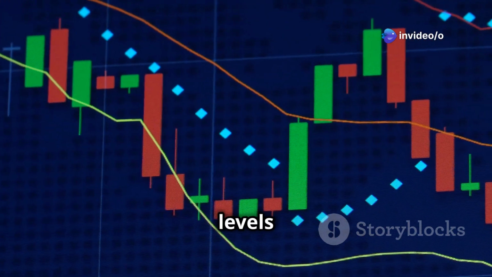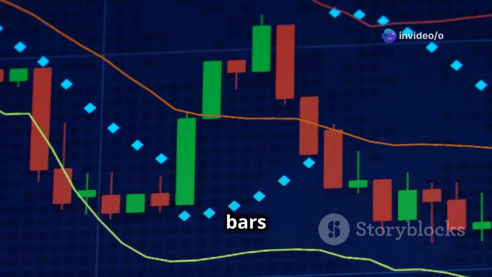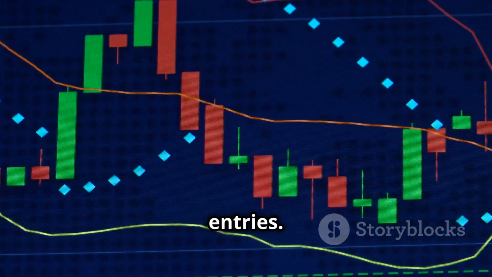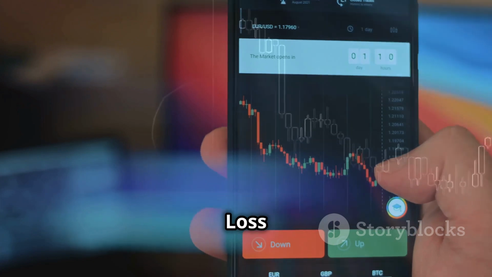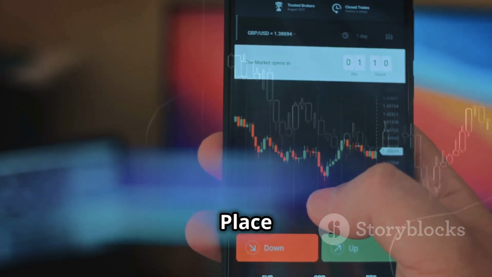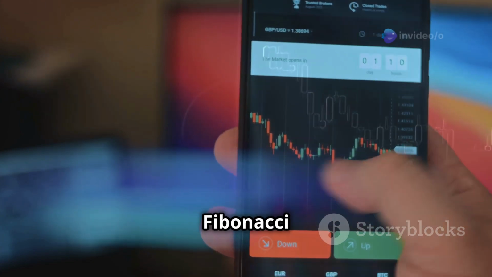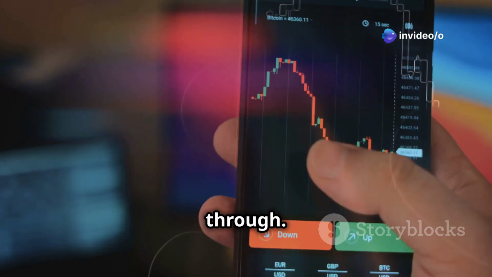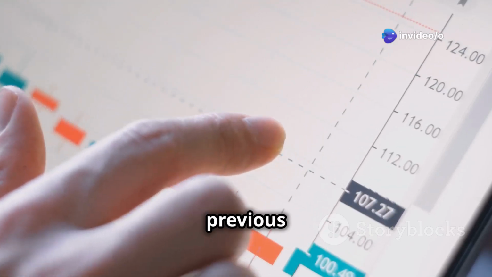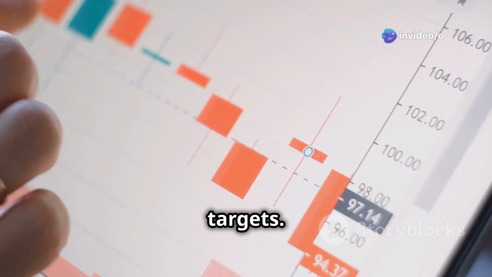Next, entry points. Combine Fibonacci levels with candlestick patterns like pin bars or engulfing candles for precise entries. Third, stop loss and take profit placement. Place your stop loss slightly below the Fibonacci level in case the price breaks through. Use higher Fibonacci levels or the previous high-low as take profit targets.